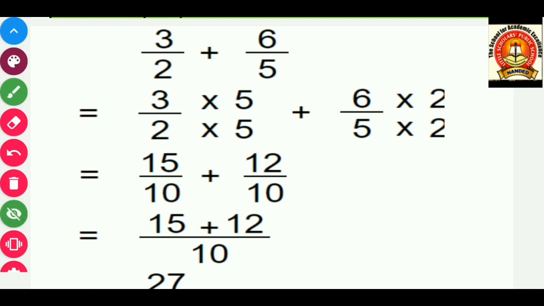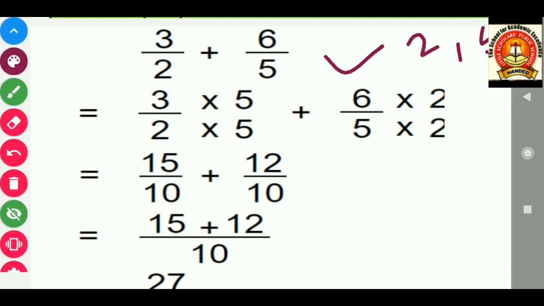Here we are having the example 3 by 2 plus 6 by 5. Here 2 and 5 are the unlike denominators. So we'll take the LCM of 2 and 5. LCM of 2 and 5 is 10. So we want to make the denominator 10. So we'll multiply the first fraction, 3 by 2, by 5. We will make it an equivalent fraction.